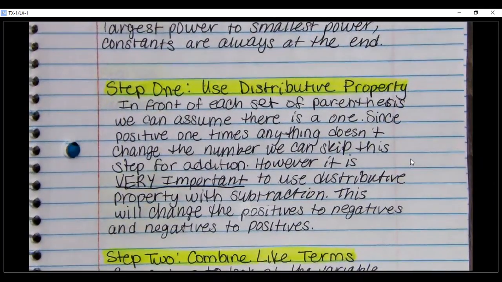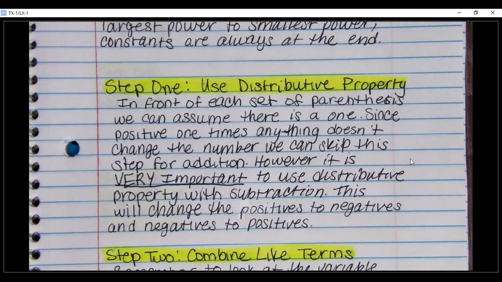So step one, use distributive property. In front of each set of parentheses, we can assume there's a 1. We've talked about that in the past. Since positive 1 times anything doesn't change the number, we can skip this step for addition. So I wrote this in here just in case you wanted to get in the habit of it, and we'll see how that works in just a bit.